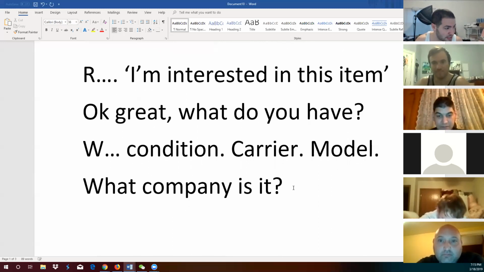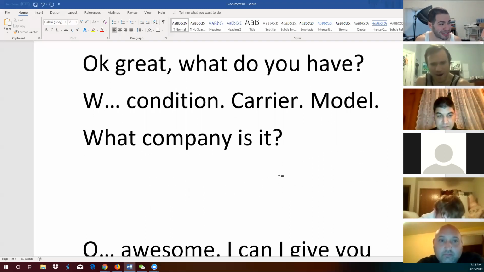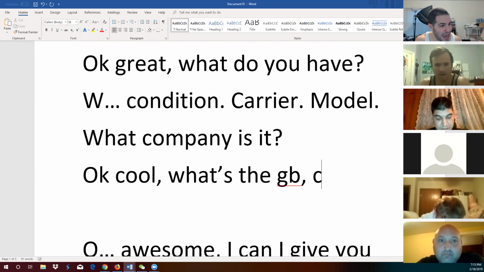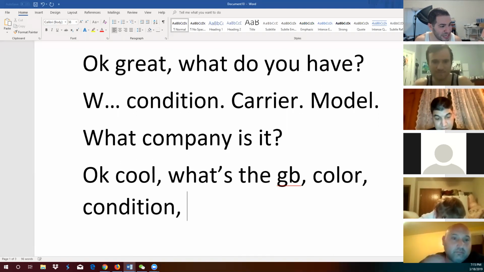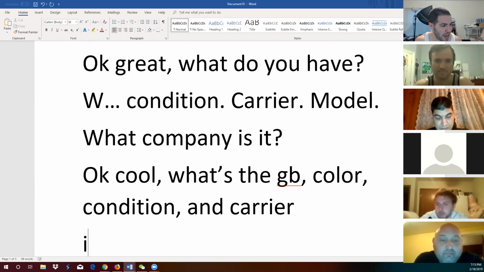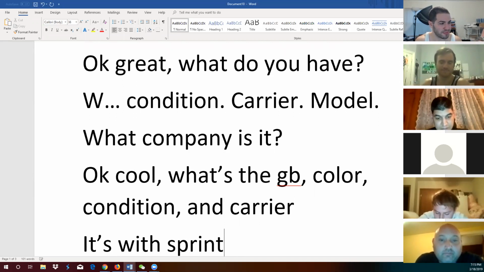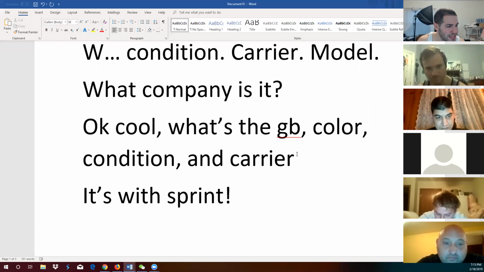Some of you guys, before you got access to Aaron Goldstein's script, said something along the lines of, okay, cool. What's the gigabyte, color, condition, and carrier? And the person was like, it's with Sprint. And then we got mad because they only answered one of the multiple things, right?